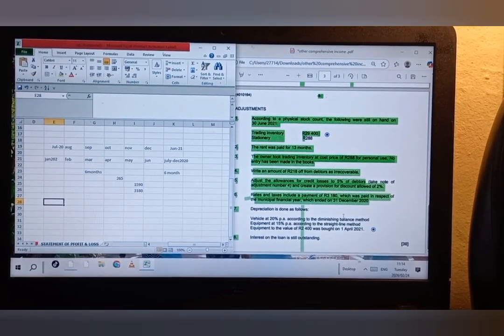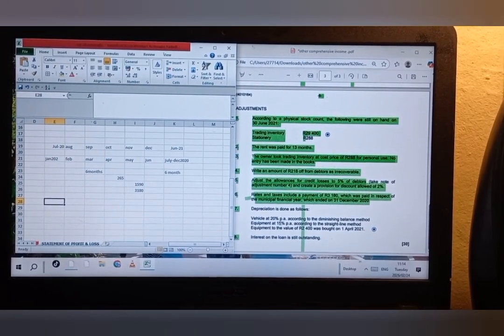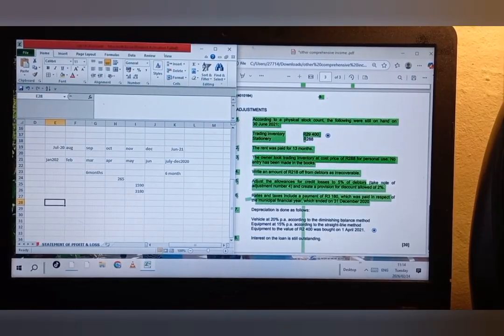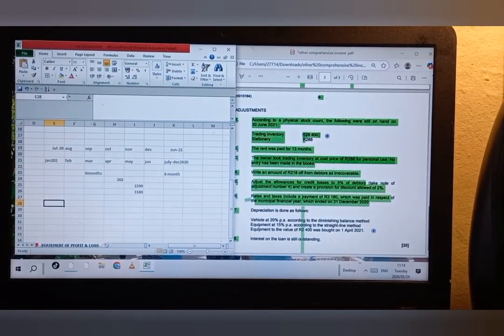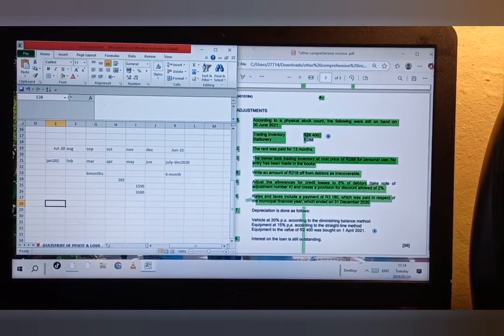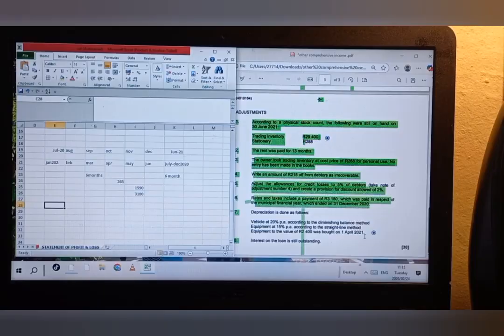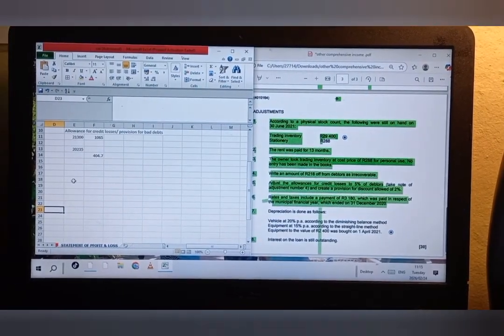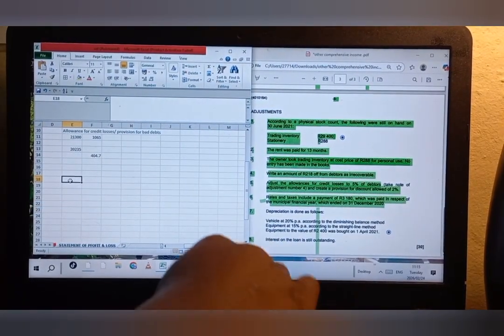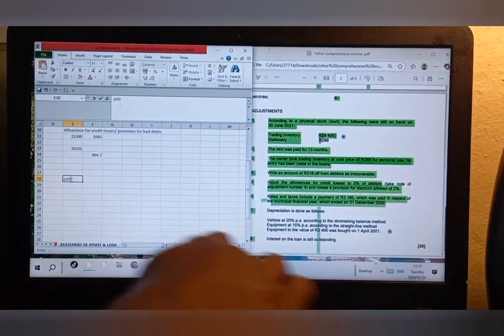They say vehicle at 20% per annum according to the diminishing balance method. Equipment at 15% per annum according to the straight line method. Equipment to the value of 2,400 was bought on 1st April 2021. Our year started in July 2020.